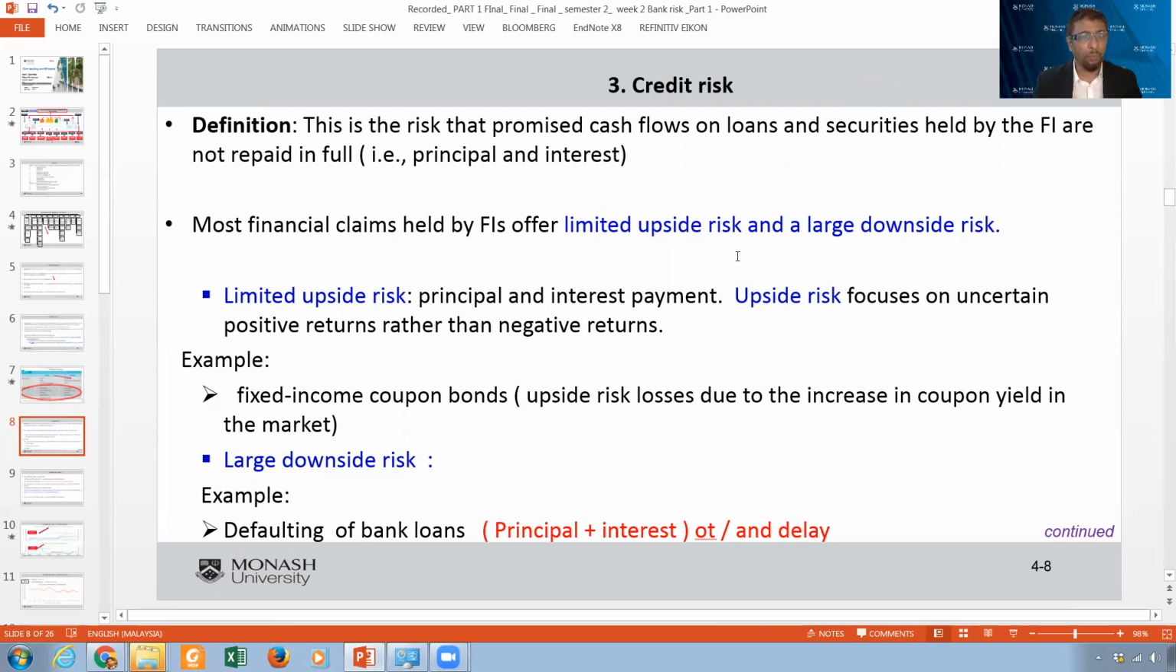So we have an interesting definition for credit risk. When we talk about defaulting, we are talking about the large downside risk: default on principal, interest, and delay of the payments. This is what we know of defaulting. But there is another interesting definition, what we call limited upside risk.